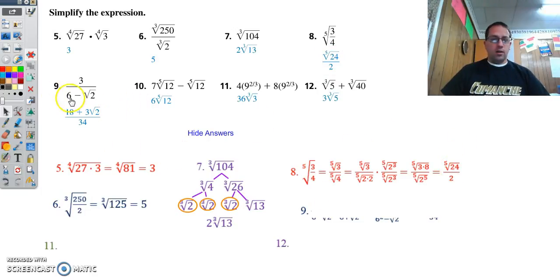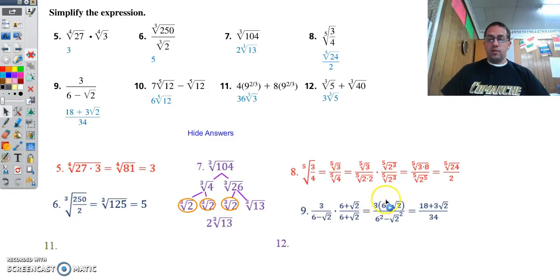Number 9. We have this complex thing here, so what we're going to do there is use the conjugates. The conjugate of 6 minus the square root of 2 is 6 plus the square root of 2. Multiply the numerator and denominator. On the bottom, we're going to do that first because it's the easy one. So we have 6 squared minus square root of 2 squared. On the top, we have 3 times 6 plus square root of 2.